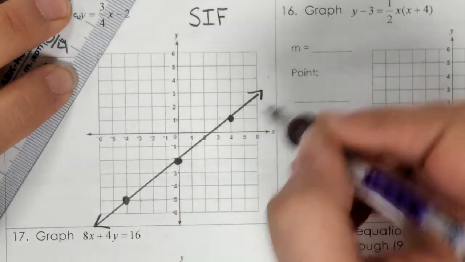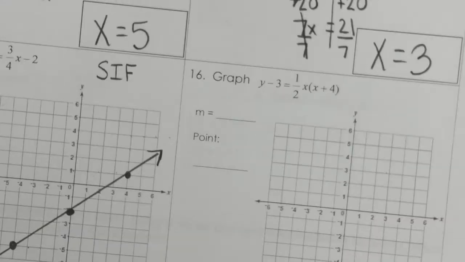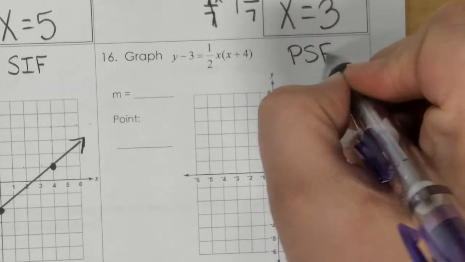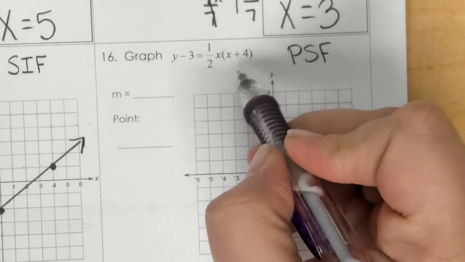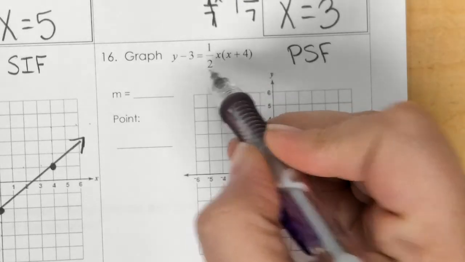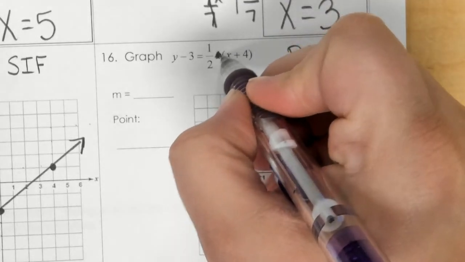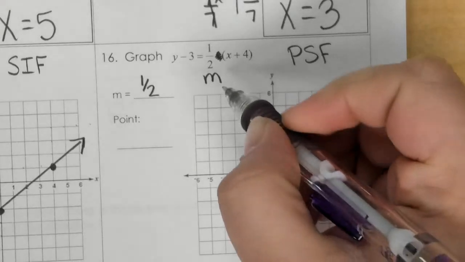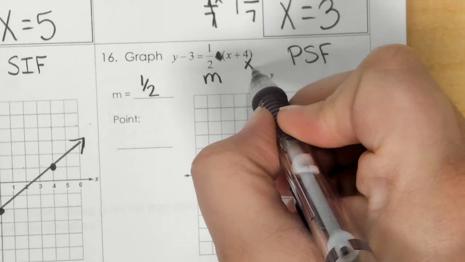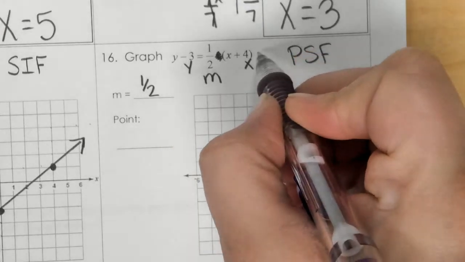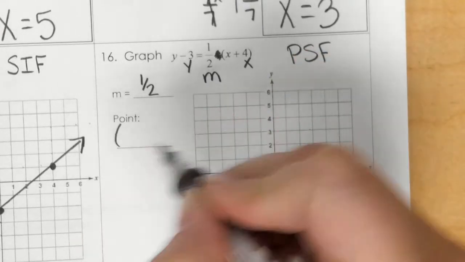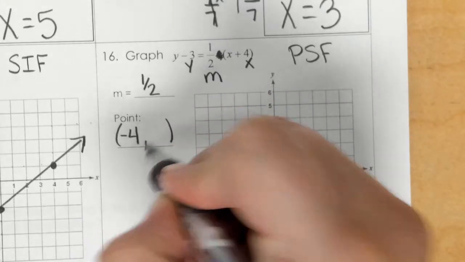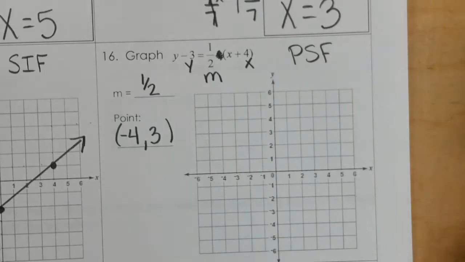For number 16, we have point slope form. And so I would figure out my slope is in the middle. That x is a typo, it should not be there. So that m is 1/2. Then I have my x here and my y here. And when I take these two numbers out of the equation, they change signs. So this becomes a negative, and this becomes a positive.